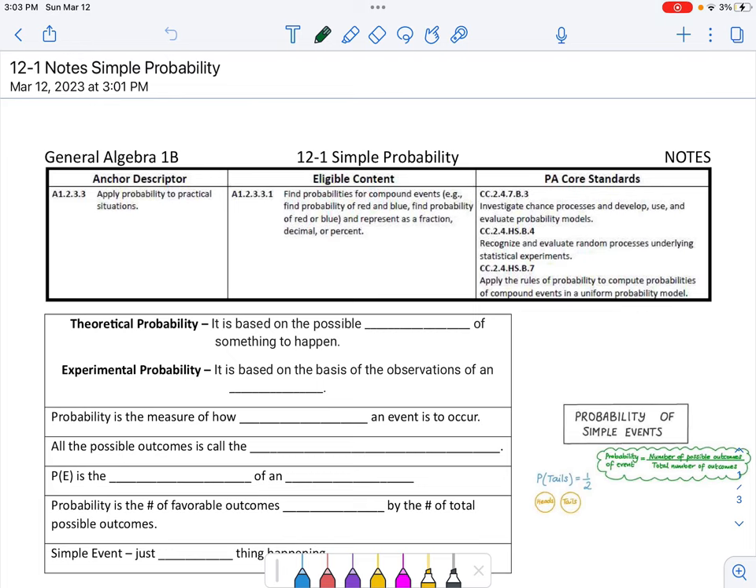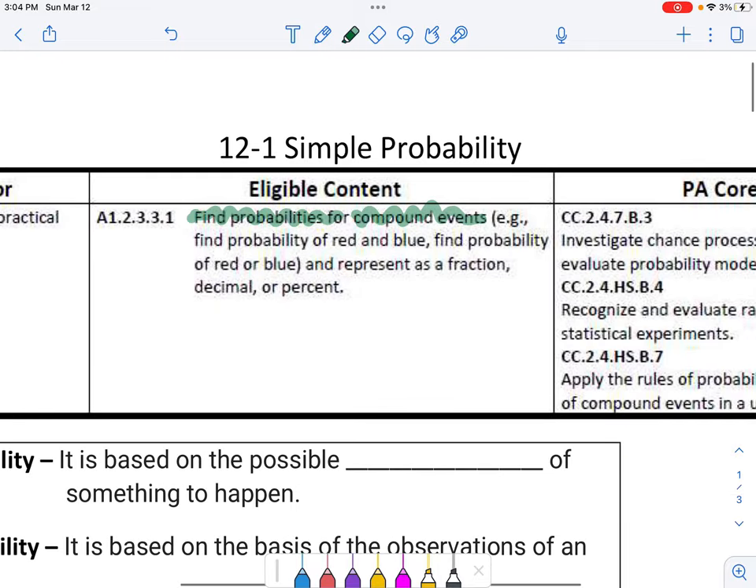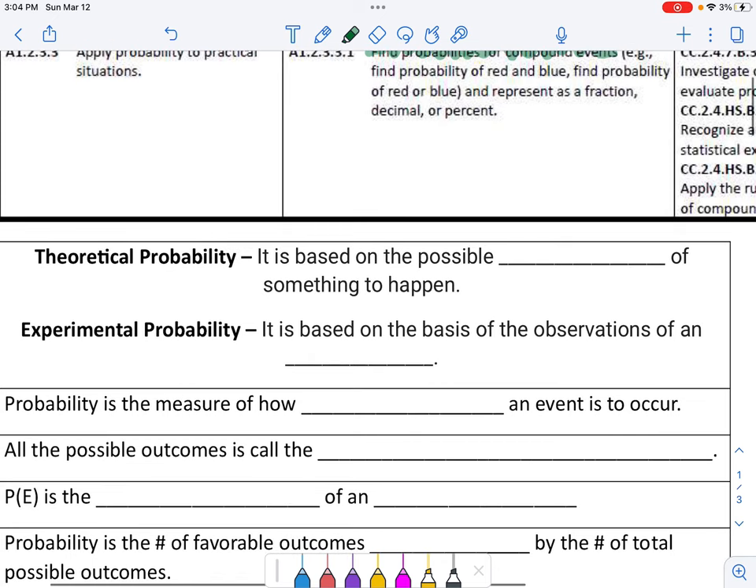Okay, now we're going to talk about something very simple, probability, today. Here is the eligible content from the Keystones directly from their website. We're going to work on probabilities today. We might have a couple of compound events, like maybe you're looking for red or blue or twos and fours. But everything today is going to have one fraction. Okay, so what is theoretical probability?